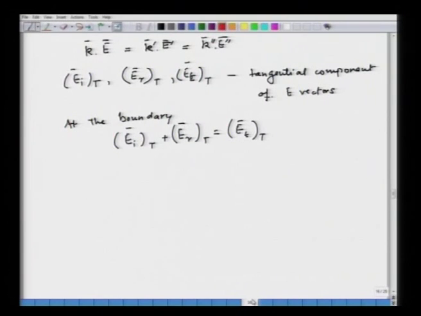Now, this equation must hold true for all values of r. And as a simplification, if we take it at r equal to 0, then we can forget about the k dot r terms, and we will get basically E tangential for the incident term, exponential i omega t.